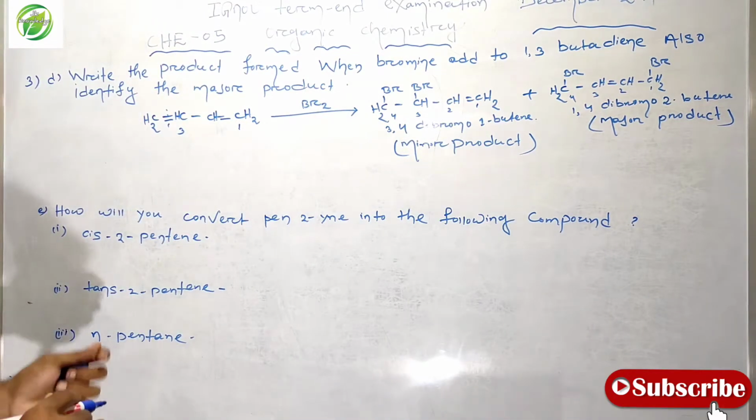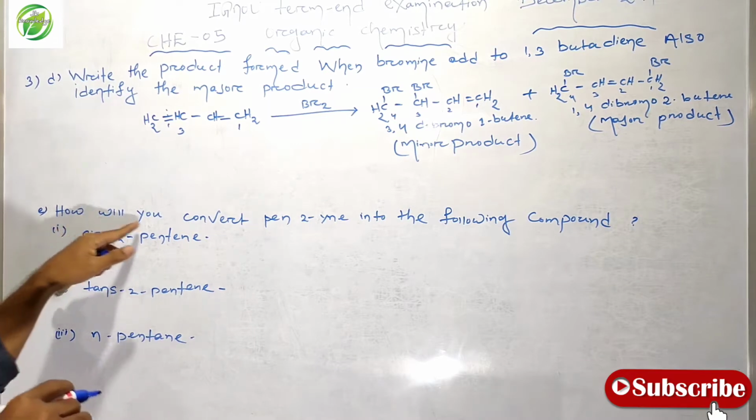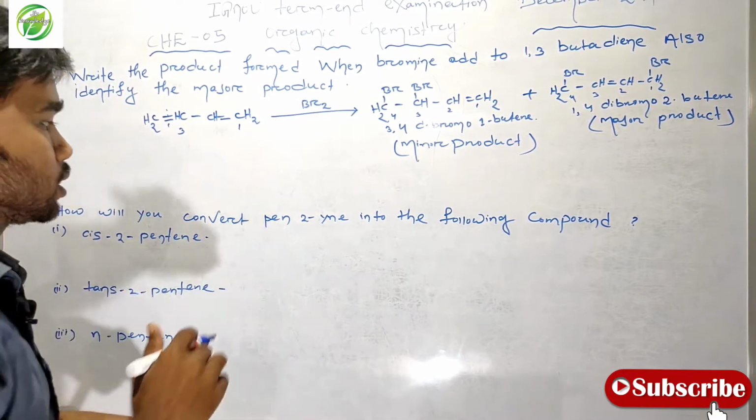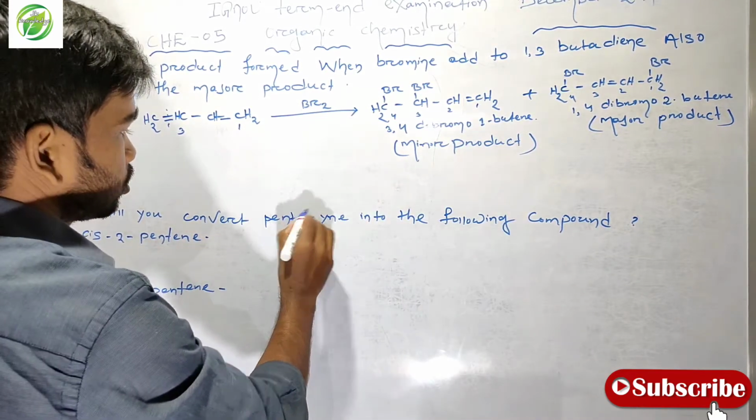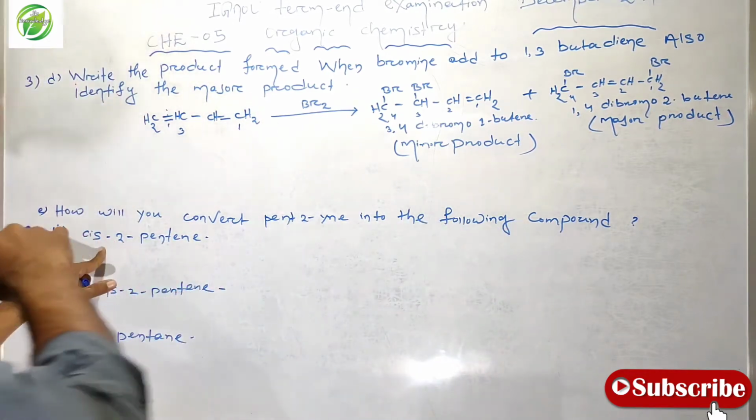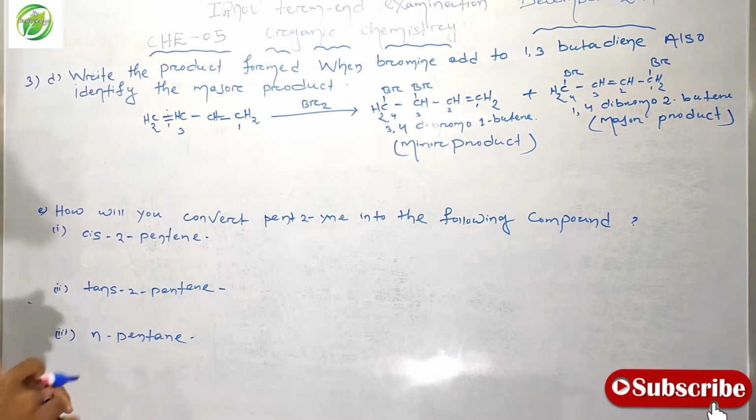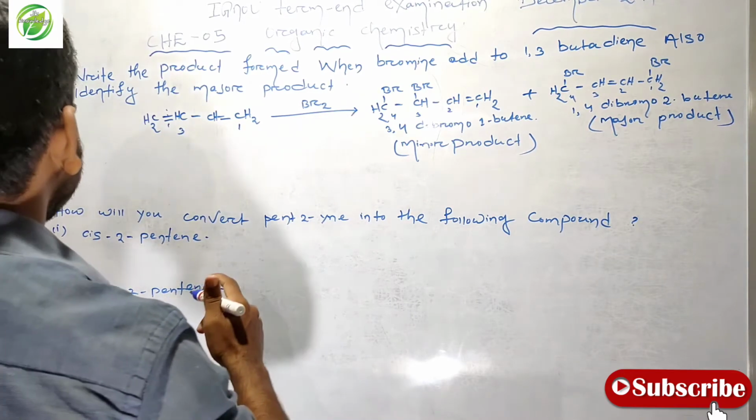Let's go to the next question. Friends, this is question number E. How will you convert pent-2-yne into the following compounds: cis-2-pentene, trans-2-pentene and n-pentane? Let's try to understand these questions.